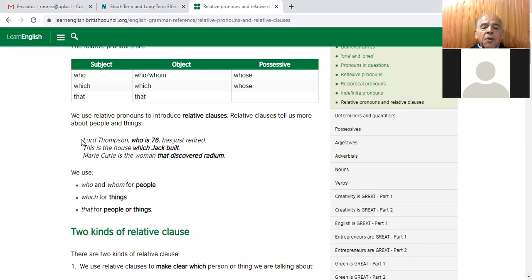Lord Thompson, who is 76, has just retired. This is a house which Jack built. Marie Curie is the woman that discovered radium. Okay, the first thing that you have to have clear is that when you refer to a person, you can use who. When you refer to a thing, you can use which. And that could be used for both. We use who and whom for people, which for things, that for people or things.